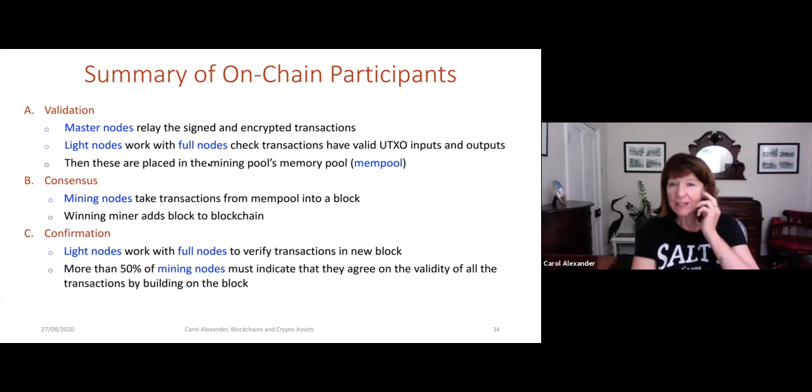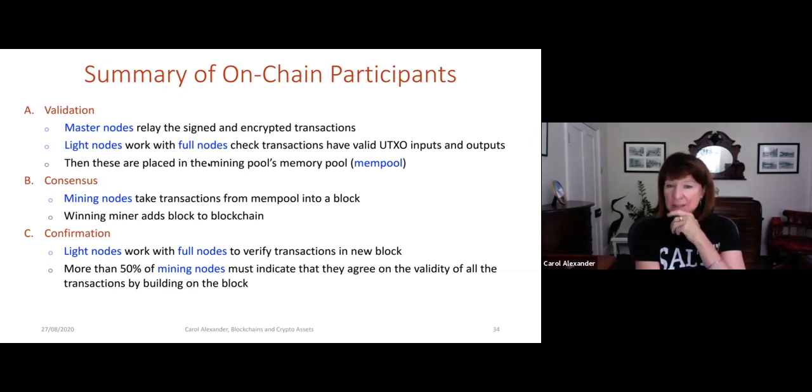So a summary of these on-chain participants. For validation, you've got master nodes that relay the signed and encrypted transactions around the network, and the mempools. Most master nodes have their own mempools, and the miners work on that. Light nodes work with full nodes to check transactions have valid UTXOs. And then these are placed in the mining pool's mempool.